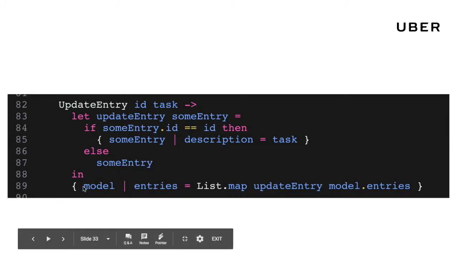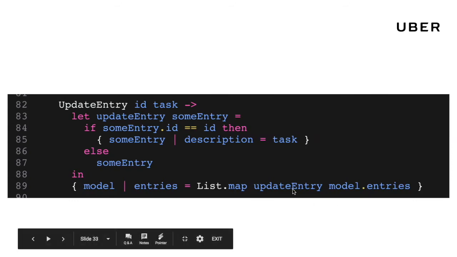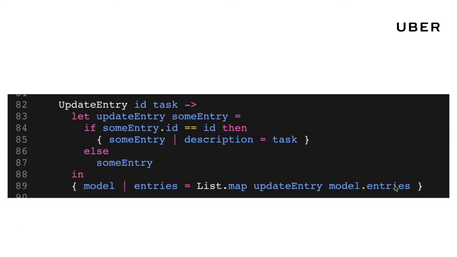And then in our model, we go over all of the entries and we just do a map. This is the same thing as array.map. And we call this update entry function on each of the entries in our model. So it seems maybe a little bit roundabout compared to JavaScript, or compared to a really procedural style, but there are a lot of advantages.